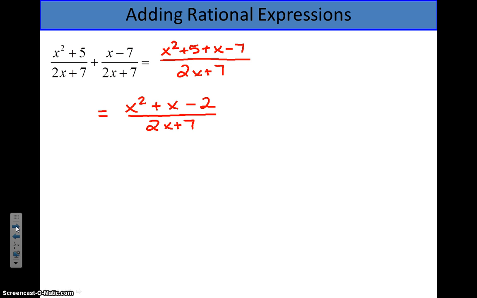Restriction on this one, so if we just talk about the restriction here, x would not be able to be negative 7/2. A value of negative 7/2 would make our denominator 0 if we plugged in that for x, and so that value is not part of our domain. So that one was a pretty easy one because the denominators were the same.